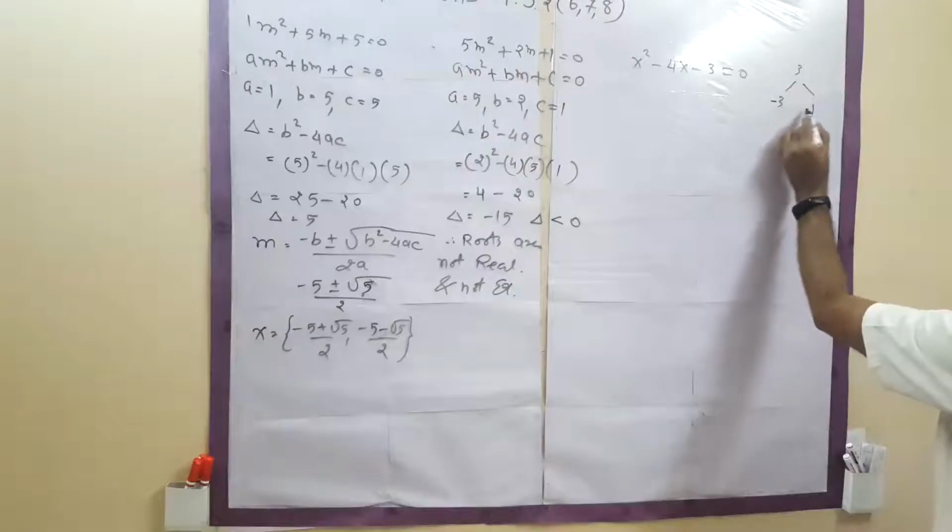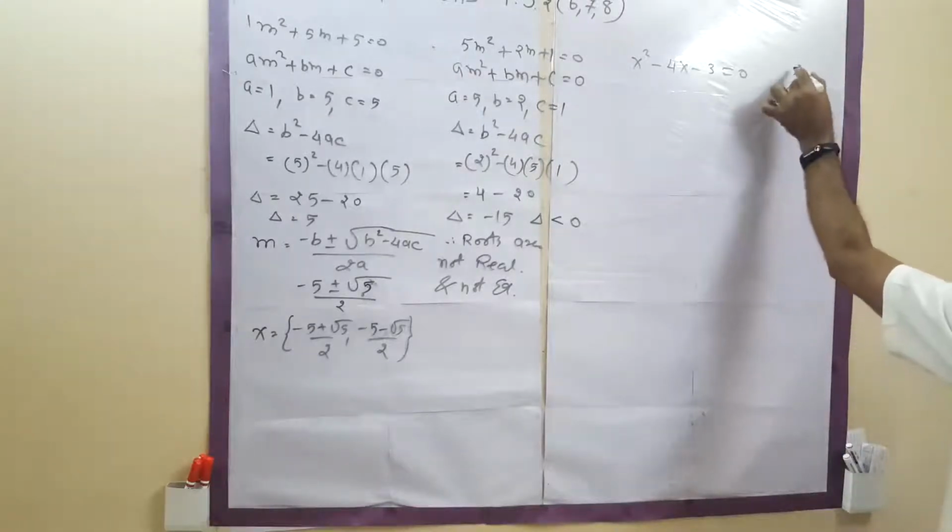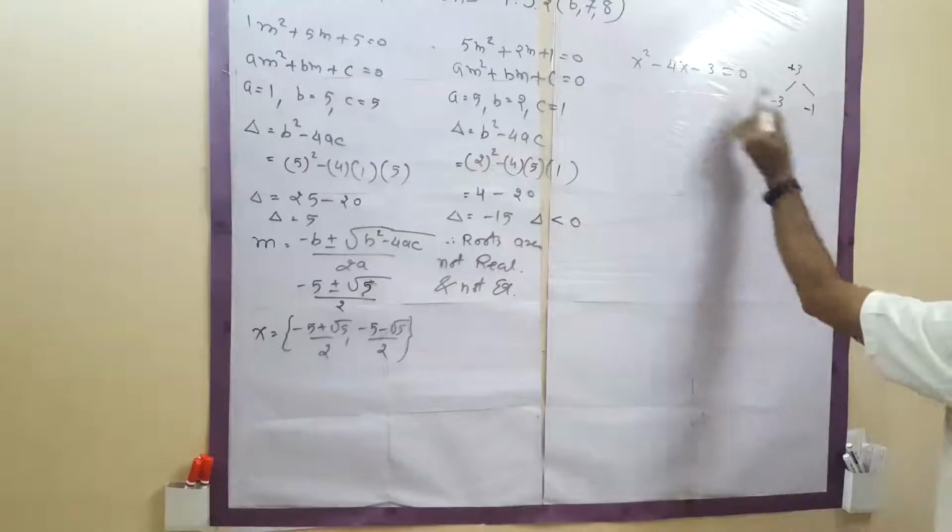So minus 1, minus 3, plus 3. And minus 3, minus 1, minus 4.